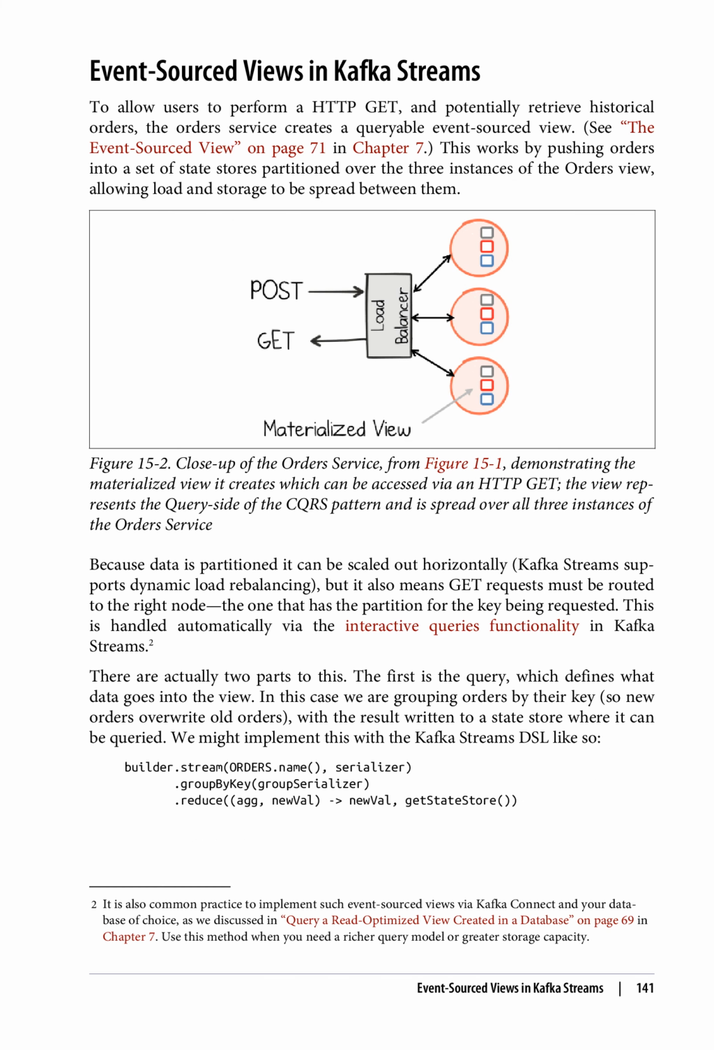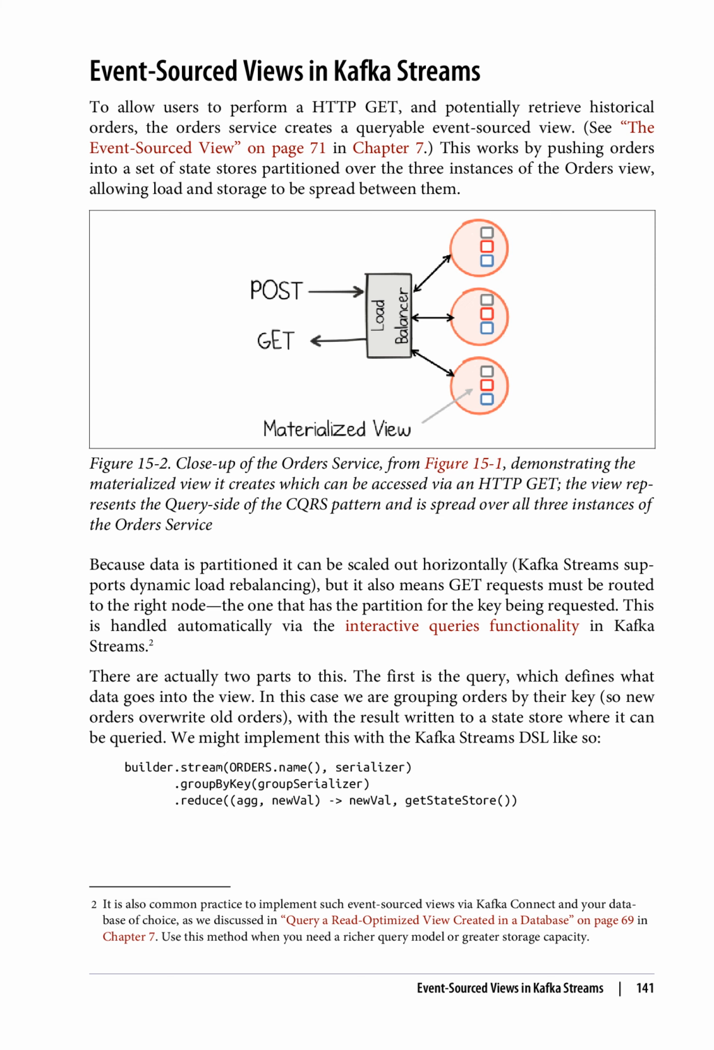Event-sourced views in Kafka Streams allow users to perform an HTTP GET, and potentially retrieve historical orders. The orders service creates a queryable event-sourced view. See the event-sourced view on page 71 in chapter 7. This works by pushing orders into a set of state stores partitioned over the 3 instances of the orders view, allowing load and storage to be spread between them. Because data is partitioned, it can be scaled out horizontally. Kafka Streams supports dynamic load rebalancing, but it also means GET requests must be routed to the right node, the one that has the partition for the key being requested. This is handled automatically via the interactive queries functionality in Kafka Streams.